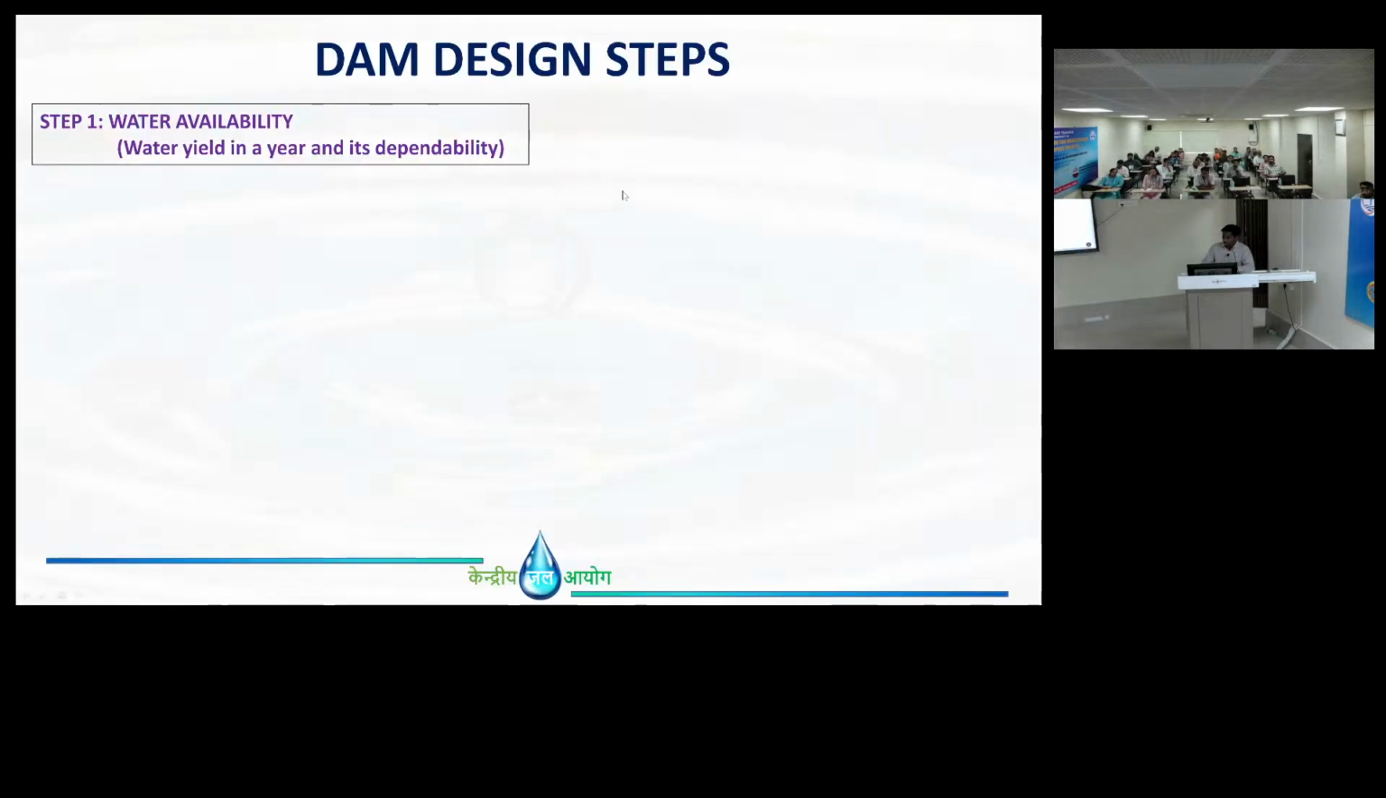Now we will go into the design steps. In dam design, the first step is water availability. By now I think you know how to estimate water availability and dependability. Is everybody clear about how to find out water availability and dependability?